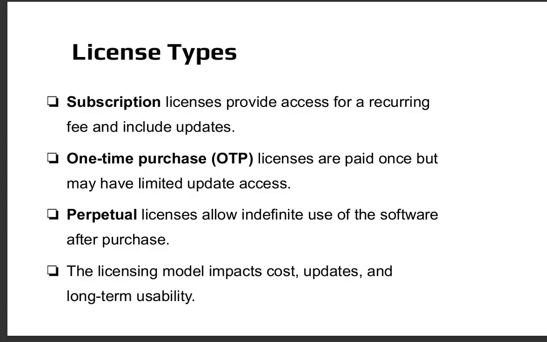A one-time purchase, or an OTP license, is where the end user pays one fee one time and has access for a defined period with the updates and patching during that defined time. A perpetual license allows an end user indefinite use of the software as long as it is working. Once you purchase it, you get the license.